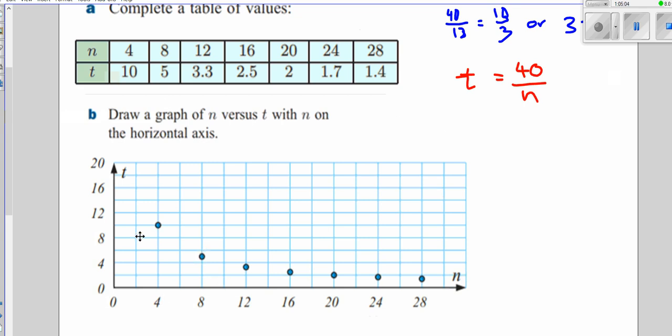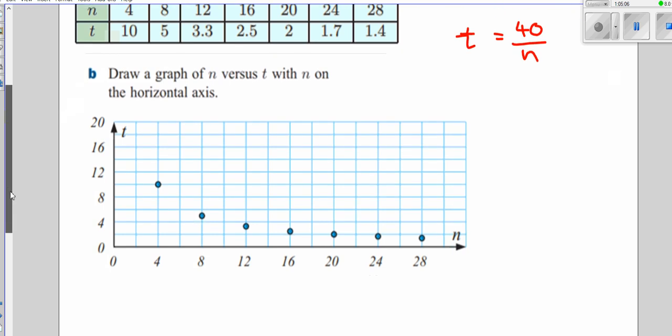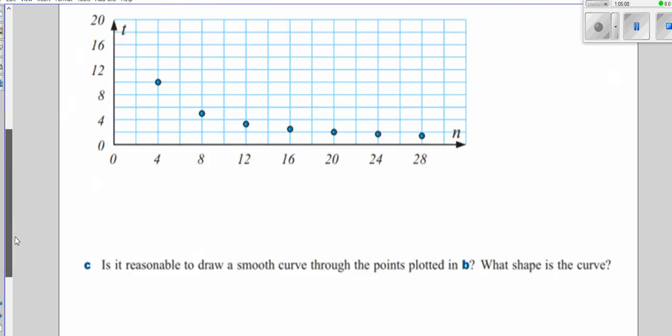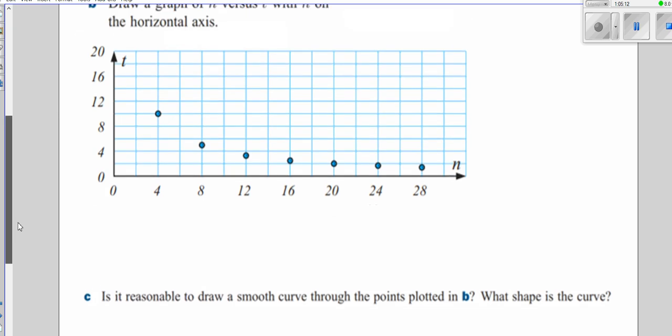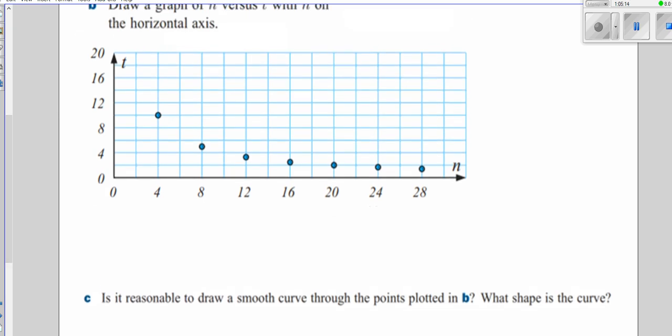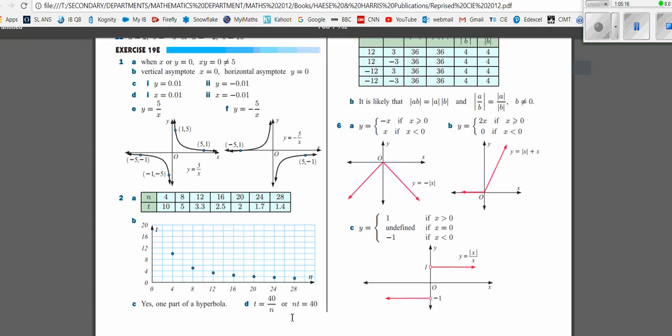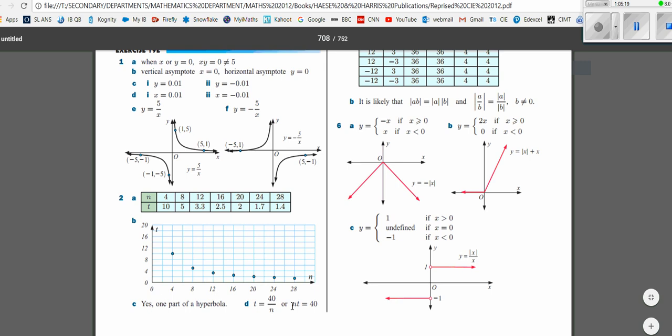Then what you're asked to do, is it reasonable to draw a smooth curve through the points plotted in B? And what shape is the curve? Let's see. Yes, one part of a hyperbola. So basically reciprocal functions, like you know how quadratic functions are called parabolas, reciprocal functions are called hyperbolae. So this is one part of a hyperbola. They're called hyperbolic kind of graphs.